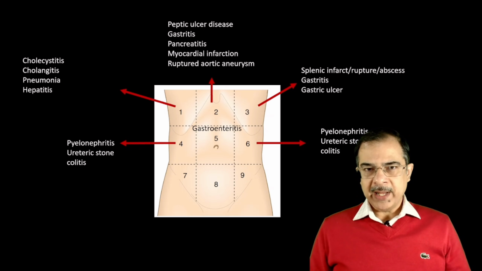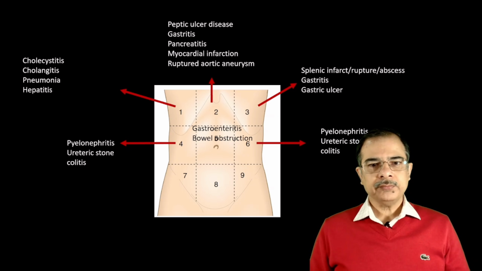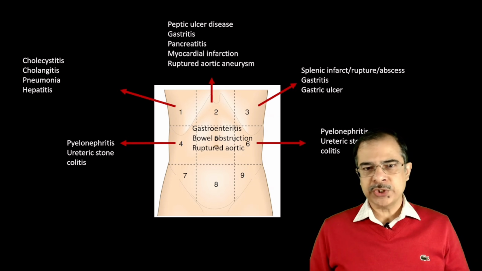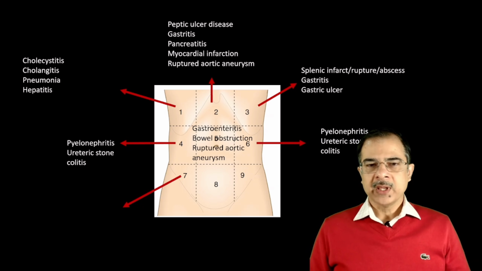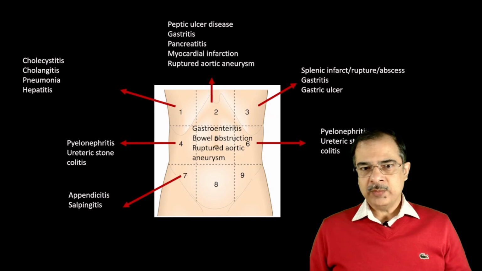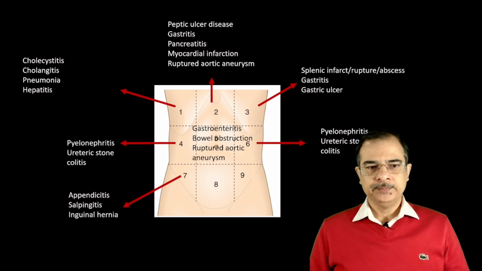While around the umbilicus, the classical and common cause is gastroenteritis. It can be a bowel obstruction or ruptured aortic aneurysm. While the number 7 area, that is the right lower abdomen, the pain can be of appendicitis, and the most important point of appendicitis is that this pain will start from the periumbilical area and then migrate to the iliac fossa. Inguinal hernia can be there, ectopic pregnancy, or it can be nephrolithiasis, inflammatory bowel disease.